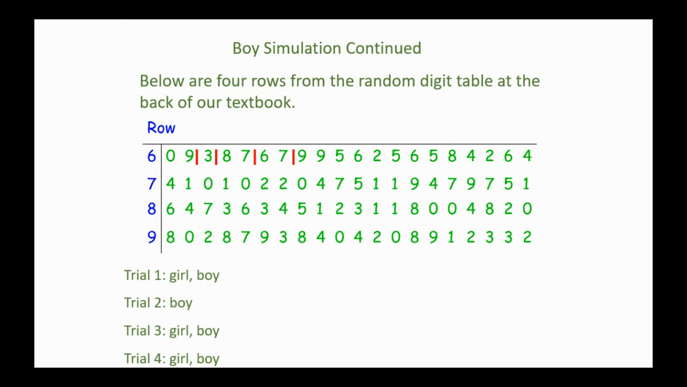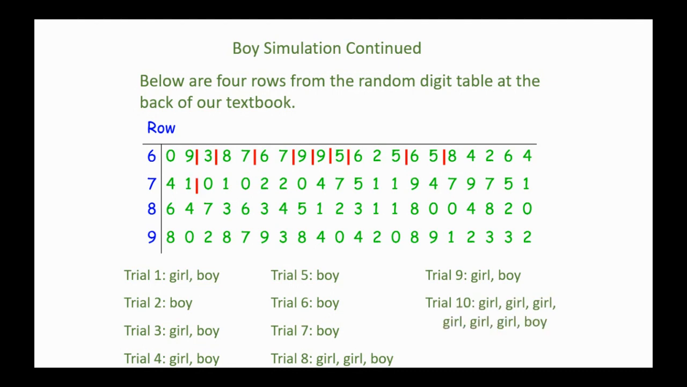Then next trial, boy, boy, boy. And it looks like we have girl, girl, boy. Trial 9 would be girl, boy. And I feel sorry for this 10th family. Yeah, 6 girls, and then they finally get a boy.